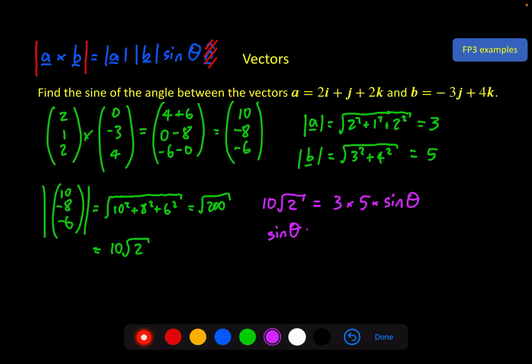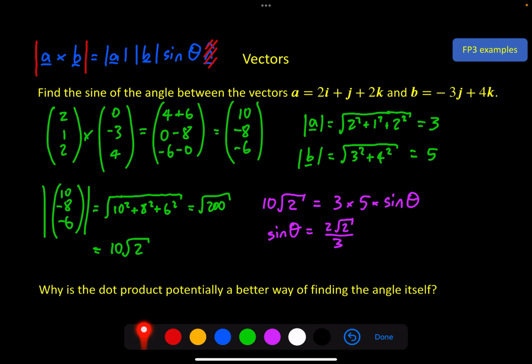So the sine of the angle is 10 over 15, so that's 2 over 3 root 2. And because we took the magnitude of the left-hand side, I don't need to worry about the vector here, because this is a unit vector. So the sine of the angle is 2 root 2 over 3. Now from there, it might seem like we could get the angle very easily, but be careful. I would suggest the dot product is a better way of finding the angle itself.